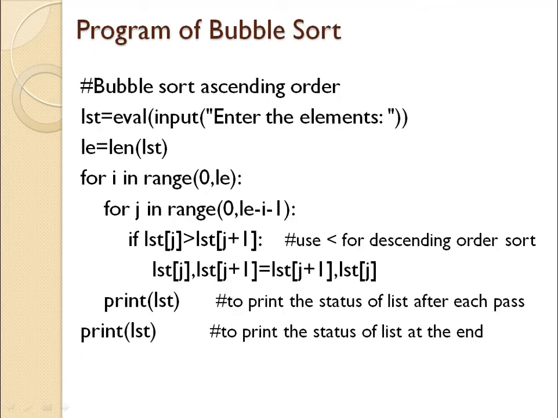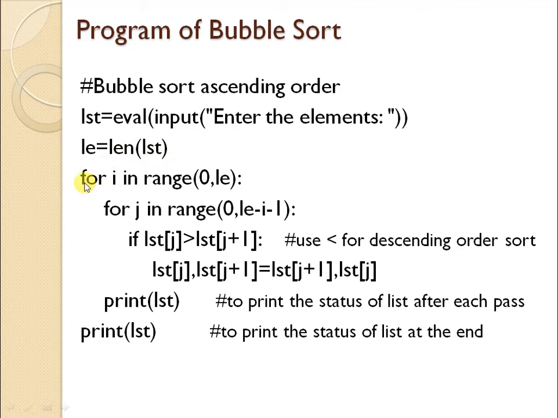Now at the end, let us see the Python program for bubble sort. In the beginning, you will input the list. It will be the list of elements. You have used the eval function, so you will be entering the values inside the square brackets. So it will be a list. Then you will calculate the length of the list.